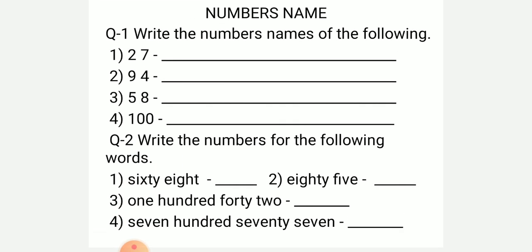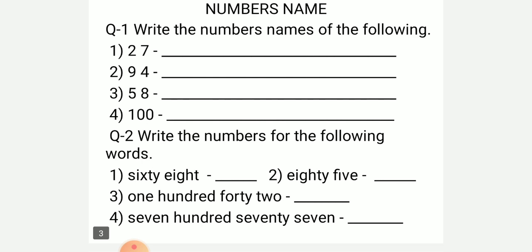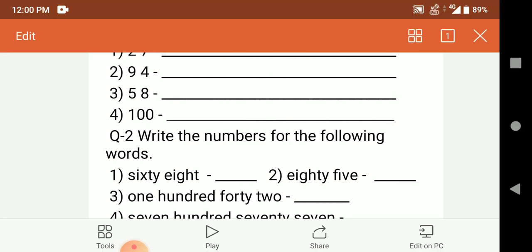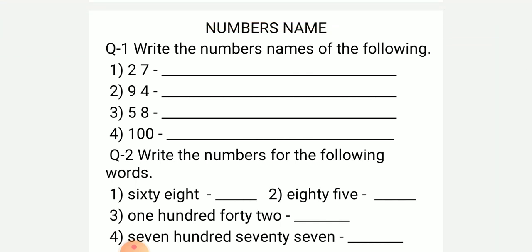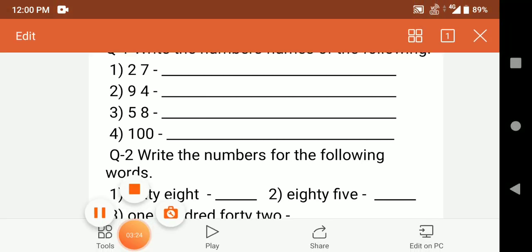Now one exercise for you. This is our previous knowledge checking video. That's why I will take here some exercises from standard first and second. See, first one, write the number names of the following. First one, the number 2 and 7, it is called 27.